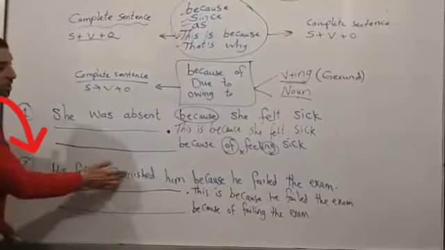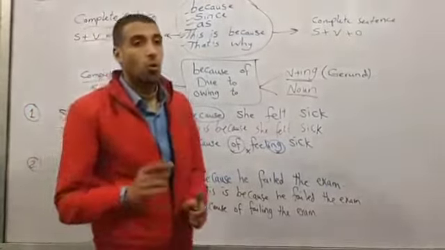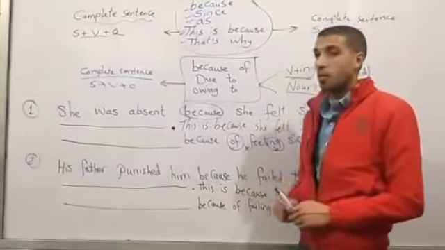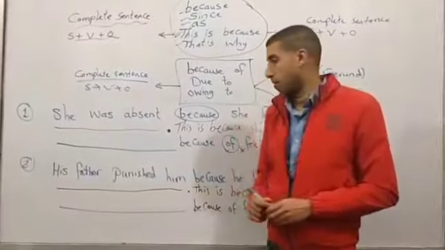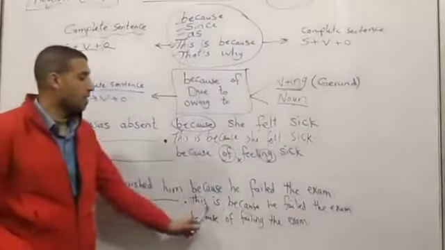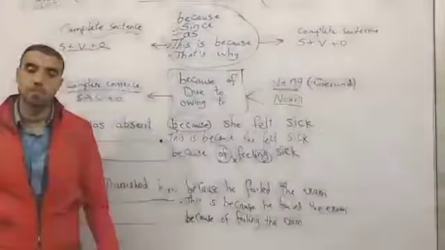Look at the second example. His father punished him. Why? Because he failed the exam. So, what is the reason of punishing him? Because he failed the exam. What is the result of failing the exam? His father punished him. In order to use this is because, we use: his father punished him, and this is because he failed the exam, or because of failing the exam.